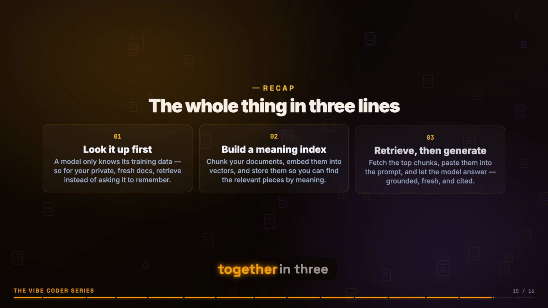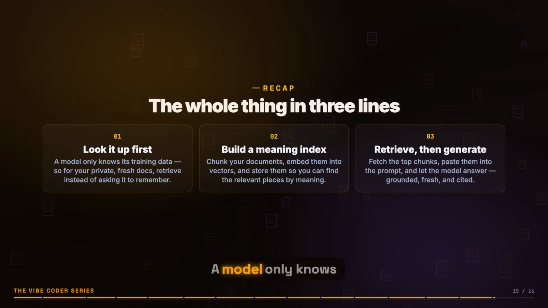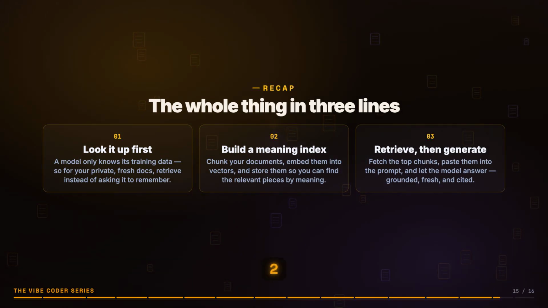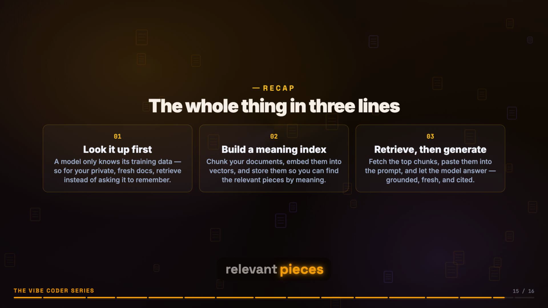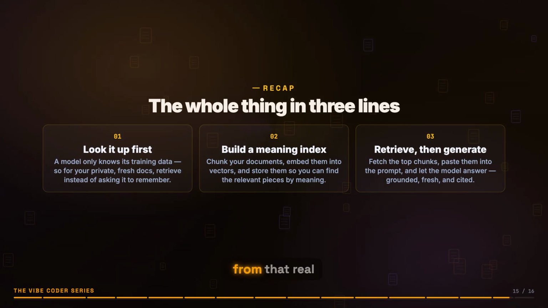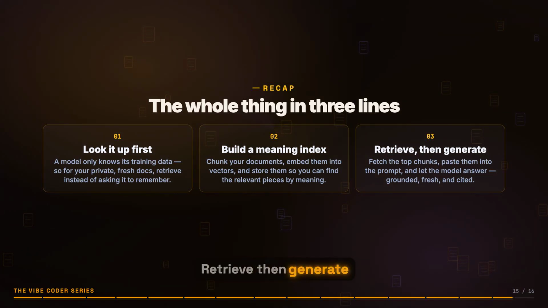So let's pull it together in 3 lines. 1. A model only knows its training data, so for your private, fresh documents, you look it up first instead of asking it to remember. 2. You chunk your documents, embed them into meaning vectors, and store them in a vector database so you can find the most relevant pieces by meaning. 3. At question time, you retrieve the top few chunks, paste them into the prompt, and let the model answer from that real context, grounded, fresh, and cited. Retrieve, then generate. That's the whole thing.